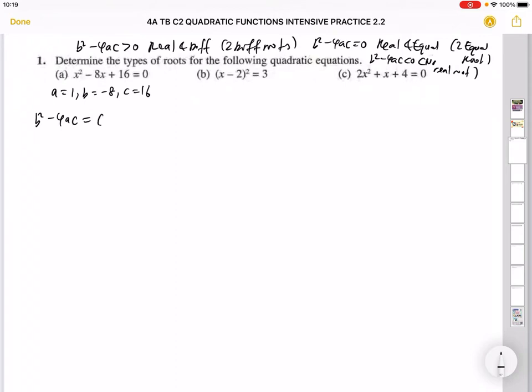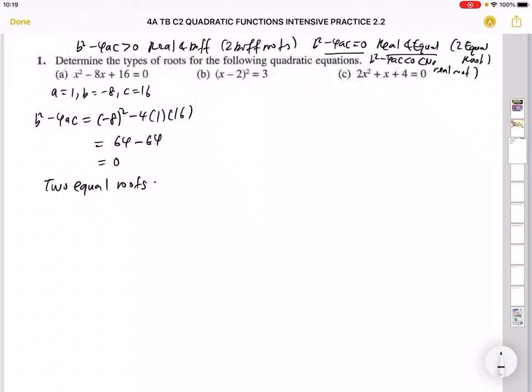Your b is -8. If you square it, you minus 4, a is 1, c is 16. -8 squared is 64. 4 times 16 is also 64. Now you notice this is equal to 0. So we know the equation has real and equal roots, or we can say two equal roots. Just mentioning one of these will do.